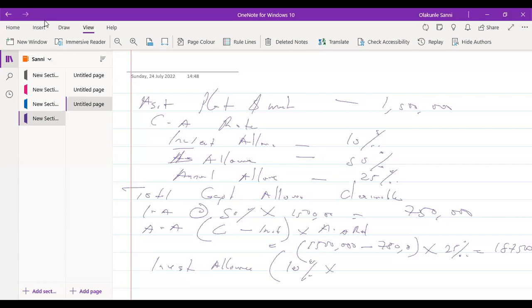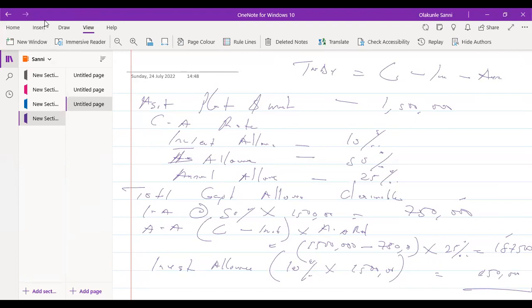Investment allowance is 10% on cost. 10% of 1.5 million is 150,000. Class, the total capital allowance claim in this year of assessment will include my initial allowance of 750,000 plus annual allowance of 187,500 plus the investment allowance. Now, if I want to determine the tax written down value of this asset, it will only be cost minus initial minus annual. I'm not expected to deduct investment allowance. Is this clear, class?